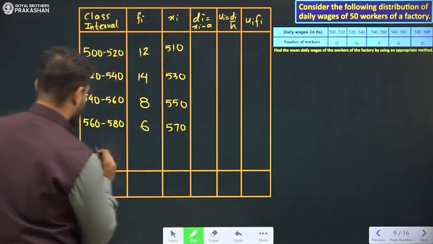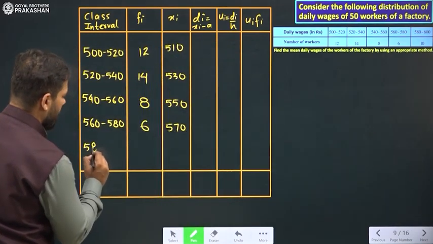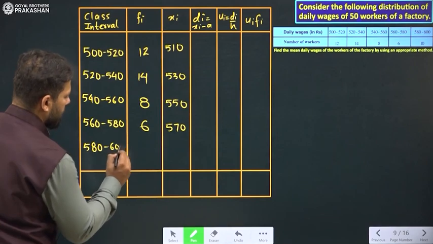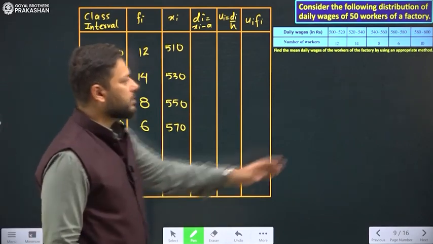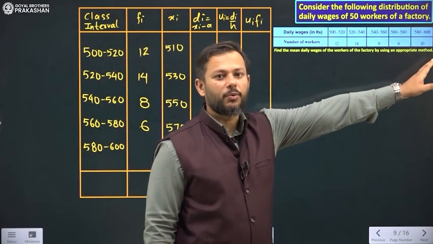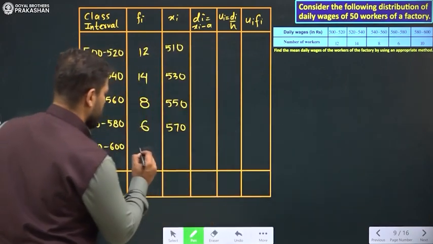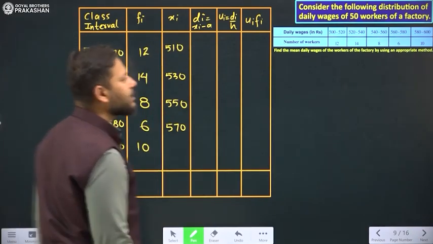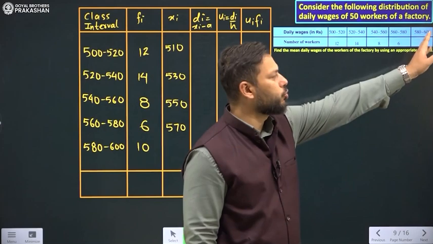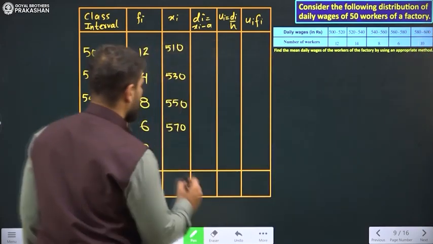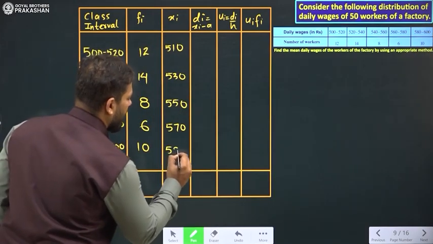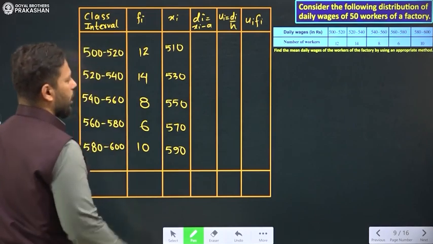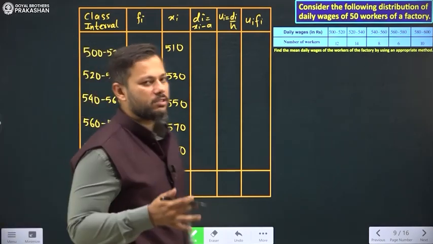And the last class interval is 580 to 600. We will write it, 580 to 600. And what is its frequency? Its frequency is 10. So we will write 10 over here. And the class mark would be the sum of these two divided by 2. That will result in 590. So I hope you are clear with these first 3 columns.